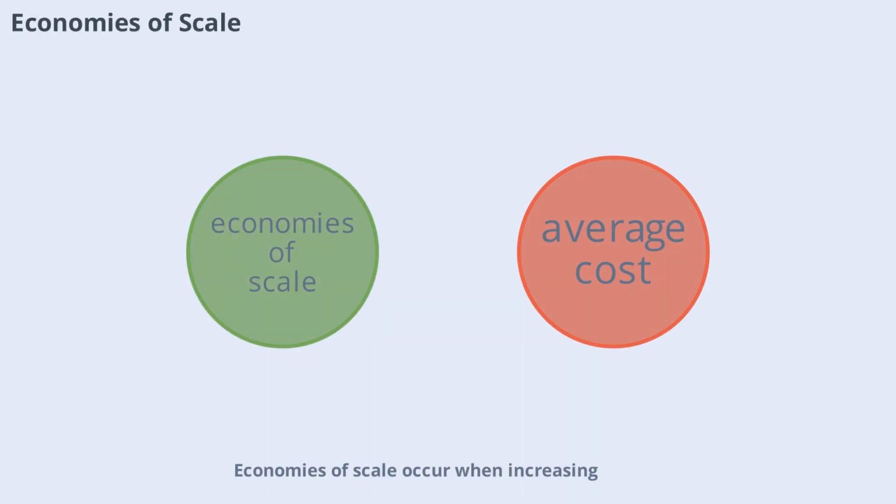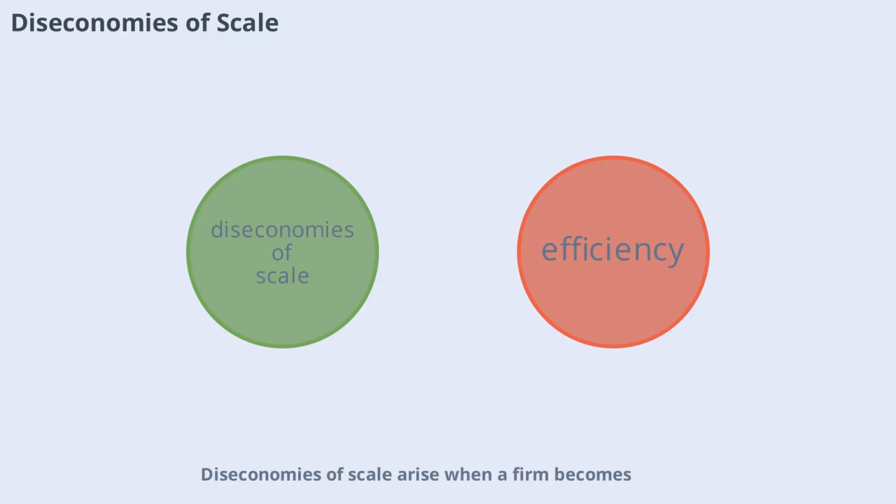Economies of scale occur when increasing production leads to lower average costs. This happens because fixed costs are spread over more units, and firms can take advantage of bulk purchasing or specialized labor. Achieving economies of scale is a key goal for many businesses, as it allows them to compete more effectively and increase profitability. Diseconomies of scale arise when a firm becomes too large and average costs start to increase.